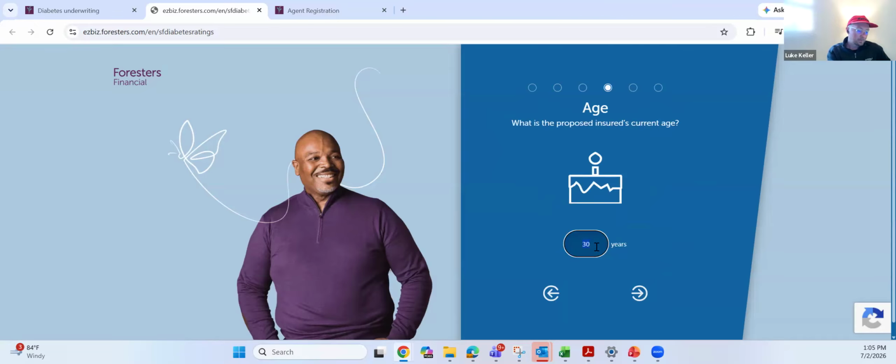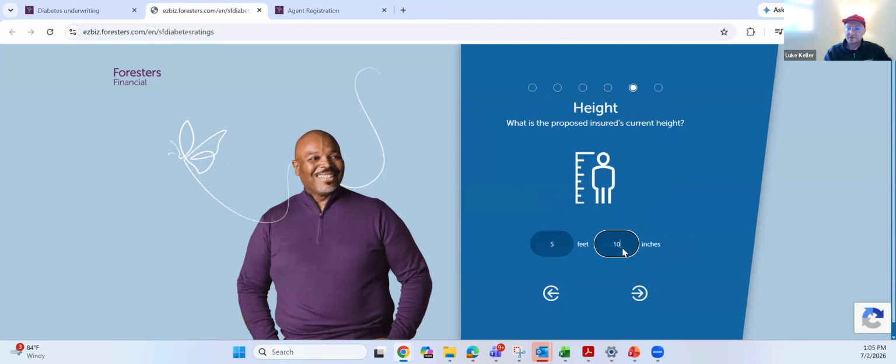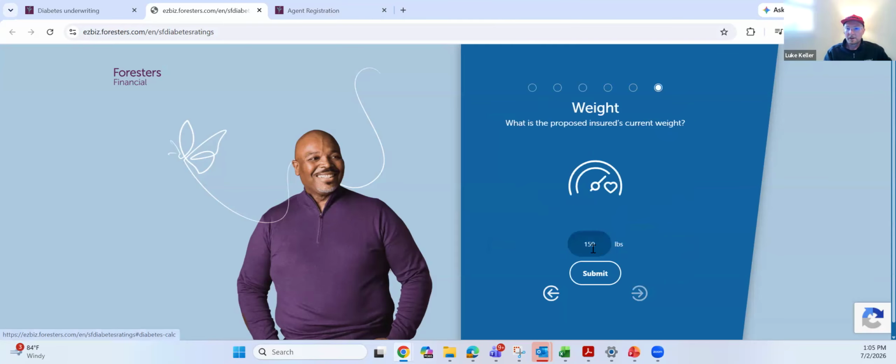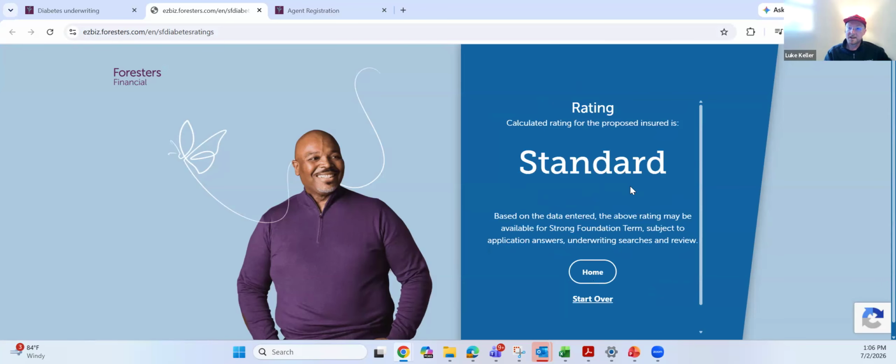Age, we'll call it a 42-year-old who's 5'10", and let's say 180 pounds. Click submit. That person will be standard on Strong Foundation based on that diabetic information. So really easy to use.